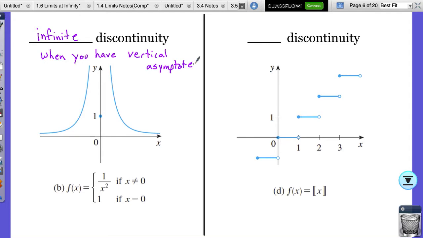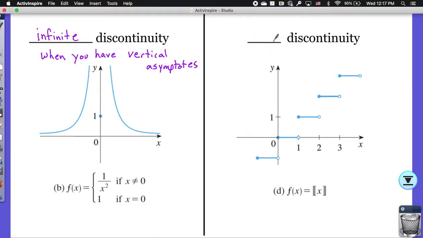All right, when your limits are going to infinity or negative infinity. So whether this bottom part of the piecewise function was there or not, this has an infinite discontinuity because we have a problem at 0. Since these keep on going up forever and never actually getting to the x value of 0, there's no way to bridge that gap. There's always that line that it's not going to cross.